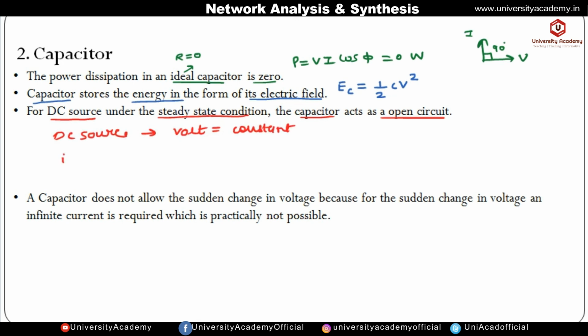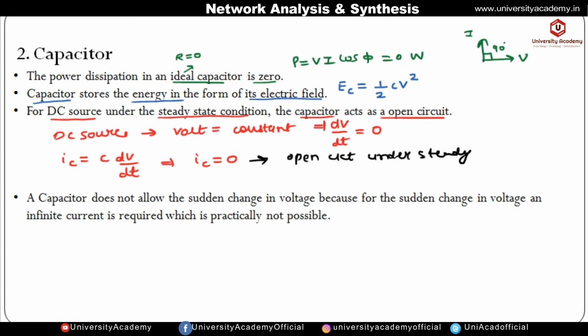Okay, and we know that the current through the capacitor is given by C dv by dt. So the dv by dt will become zero because differentiation of a constant is zero. So this implies that the current through the capacitor is zero. If the current is zero, it means it is becoming an open circuit. So the capacitor is replaced by an open circuit under the steady state condition. So the inductor will be a short circuit and the capacitor will become an open circuit under the steady state for the DC source.